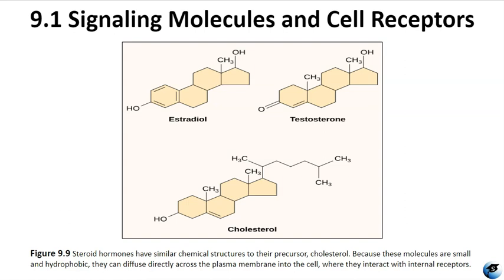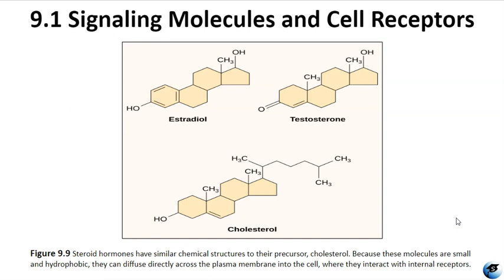I did want to show you figure 9.9. This is showing the similar structures of steroid hormones. So these are small hydrophobic ligands, and they have the ability to diffuse directly through the plasma membrane. They have a distinctive structure of fused rings with different functional groups that play important roles as female sex hormones, male sex hormones, and even a precursor for steroid hormones like cholesterol.